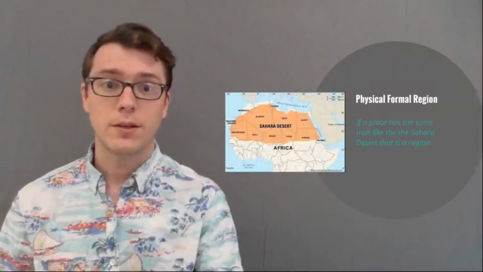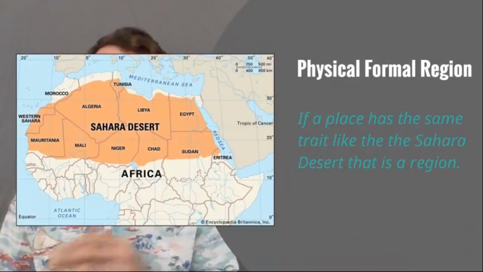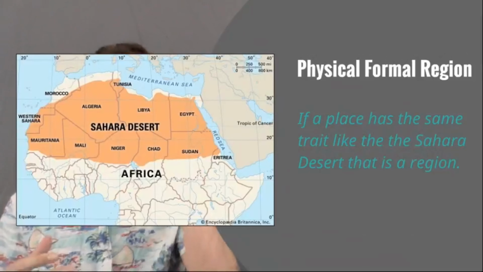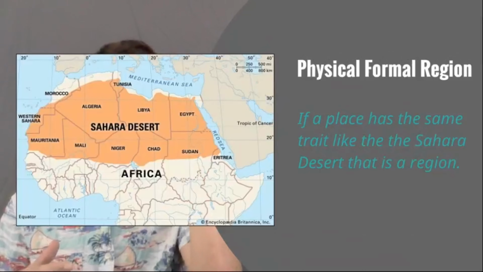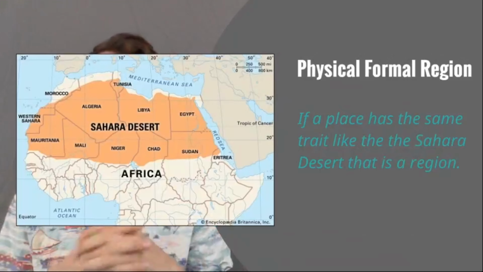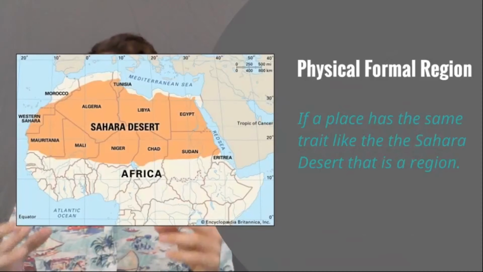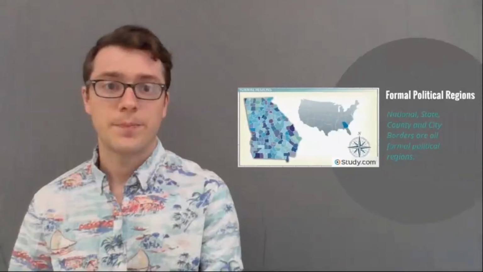So let's start with a physical region. A physical formal region is a place that all shares the same physical trait. A good example of this would be the Sahara Desert. It is a region because the desert extends through all of it. So that is a formal region, the Sahara Desert.